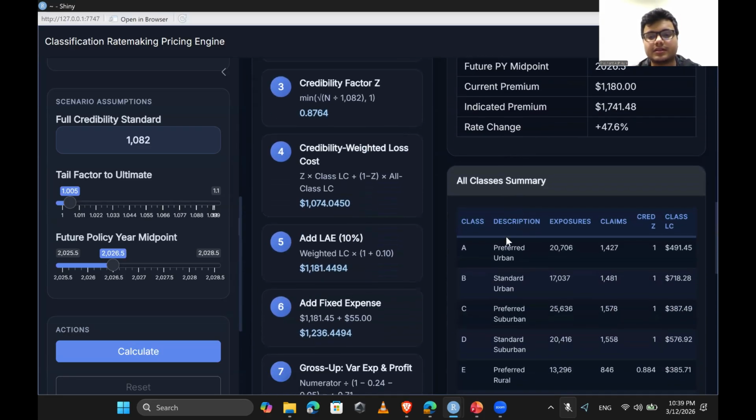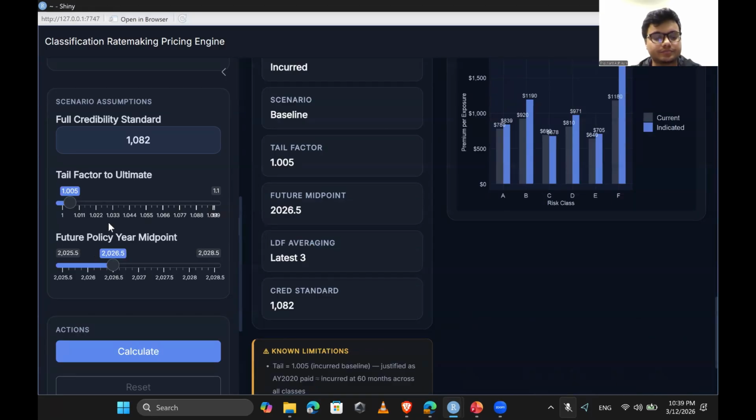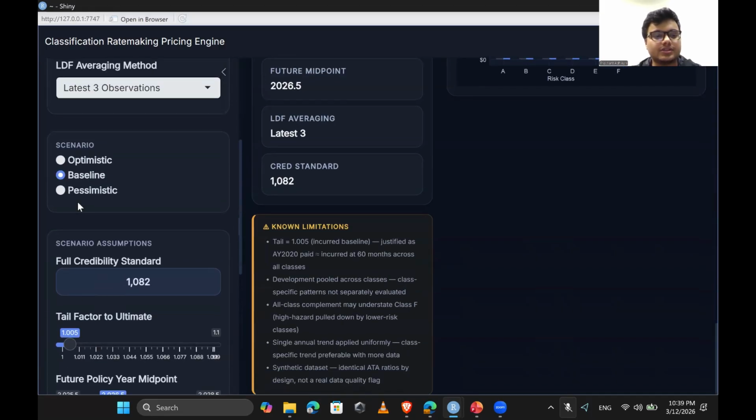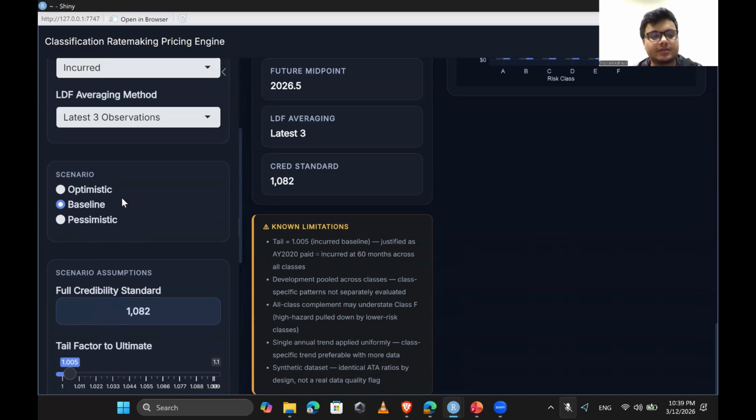And the same goes for the output. And let's discuss the three scenarios that I used here. This is where the engine becomes a real pricing tool. I built three views, and each one represents different assumptions about the tail factors, which is where most of the uncertainty lives in the dataset. Baseline for the incurred uses 1.005. This is my central estimate, justified by accident year 2020's convergence of paid to incurred at 60 months.